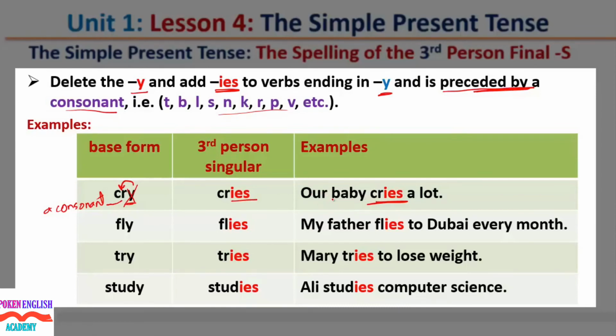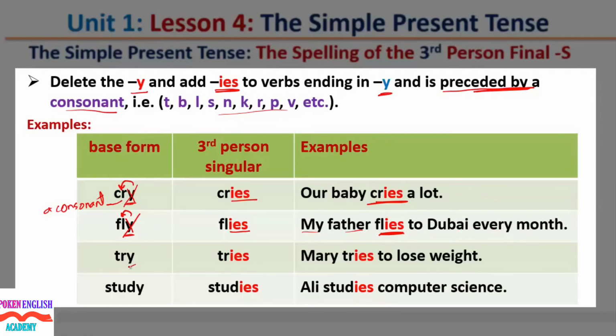Here our baby is a singular noun, so we need to add ies to the verb. Fly. Also the verb fly ends in y and the y is preceded by the l and the l is a consonant, so we need to delete the y and add ies. My father is a singular noun, so we need to add ies to the verb. My father flies to Dubai every month.